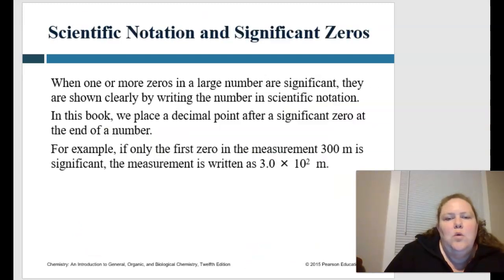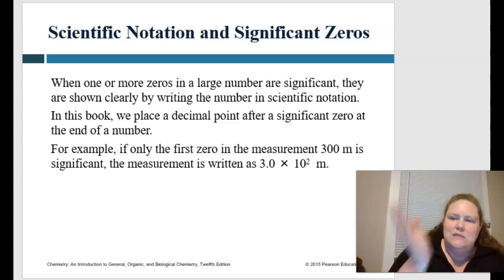So when one or more zeros in a large number are significant, they're shown clearly by writing the number in scientific notation. Okay, we talked about scientific notation a couple of lectures ago, so this is where it's coming back in and tying together. In this book, we place a decimal point after a significant zero at the end of a number. For example, if only the first zero in the measurement 300 meters is significant, then the measurement would be written as 3.0 times 10 to the 2 meters. Because remember, we'd move that decimal point 2 places to the left, so that gives us 10 to the second power.